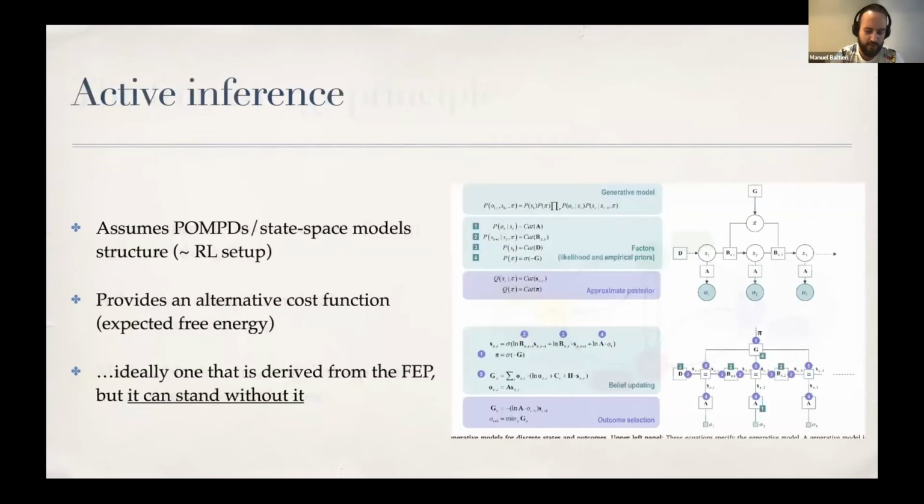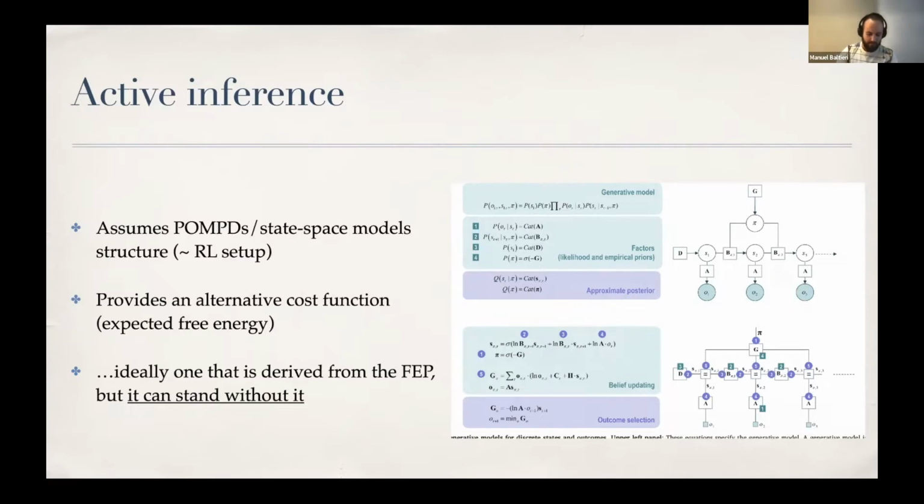What do I mean by active inference? Well, basically, I mean taking a state space model, say a structure, or partially observable Markov decision processes, POMDPs, and basically trying to use a specific cost function, which in active inference is this expected free energy.